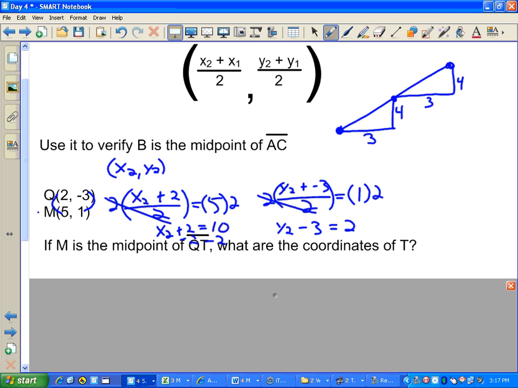So from my midpoint, I need to go over 3 again. So I need to add 3 more onto this, which puts me at 8. I need to go up 4 more, which puts me at 5, and that's the same answer that we had from using the equation. So those are the two ways to do that.